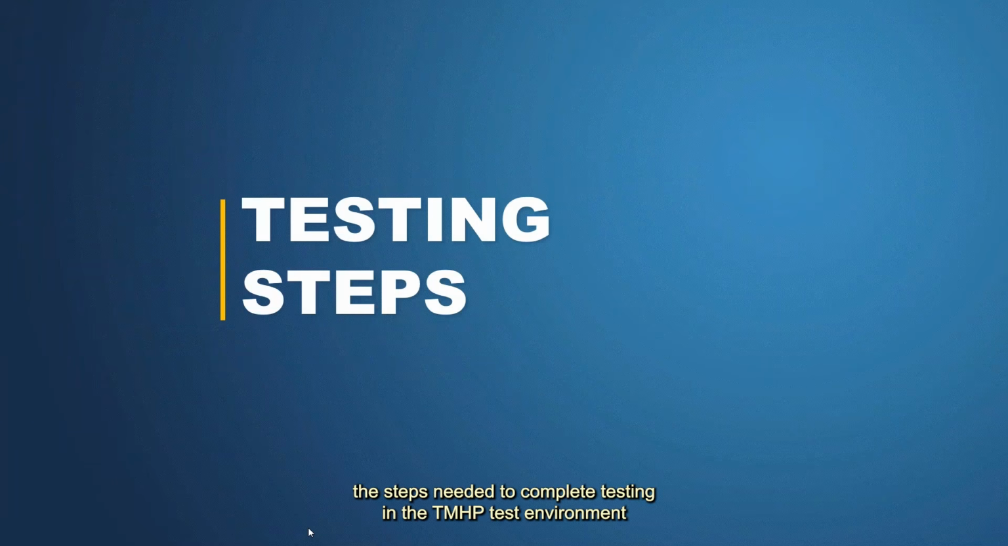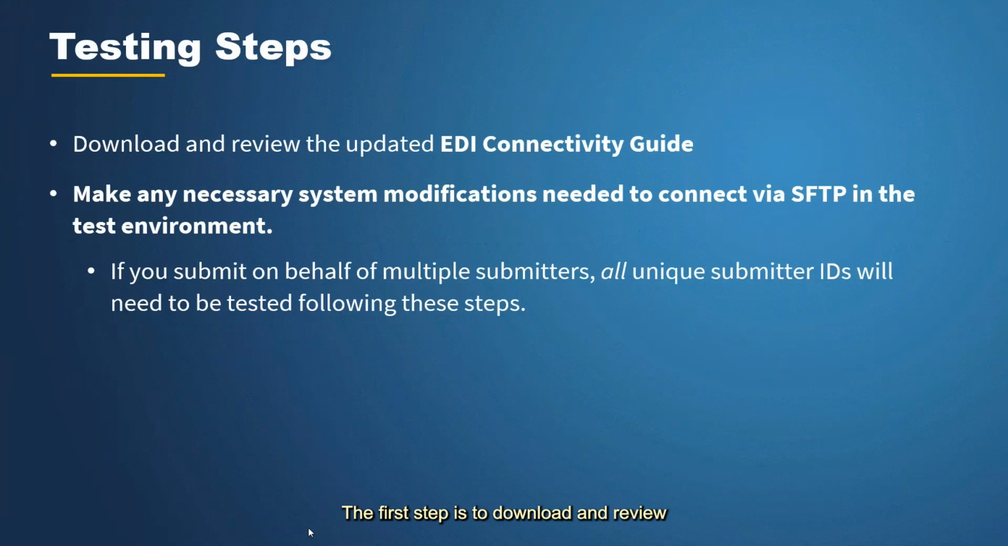Let's review the steps needed to complete testing in the TMHP test environment and successfully migrate to SFTP. The first step is to download and review the updated EDI connectivity guide. Make any necessary system modifications needed to connect via SFTP in the test environment. Note that if you submit on behalf of multiple entities, all unique submitter IDs will need to be tested following these steps.